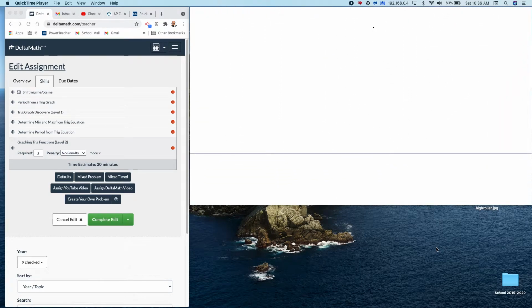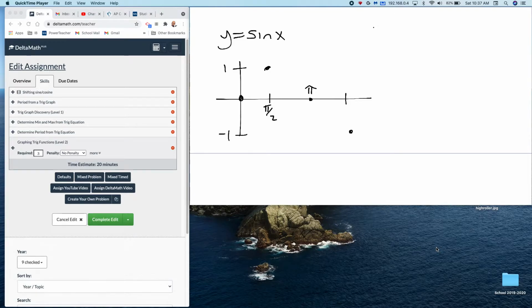Before I go through, remember that the parent function of the sine looks like this. It starts at 0, goes up to 1. That's at pi over 2. Goes back down to 0 at pi. Goes down to -1 at 3 pi over 2. And then returns back to 0 at 2 pi. And so the sine curve goes like this and runs right through there. That's what the sine curve looks like.